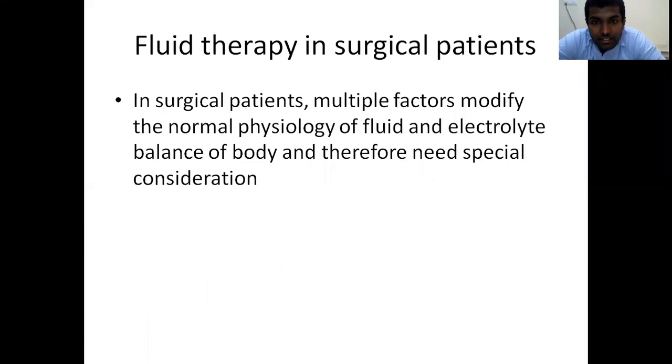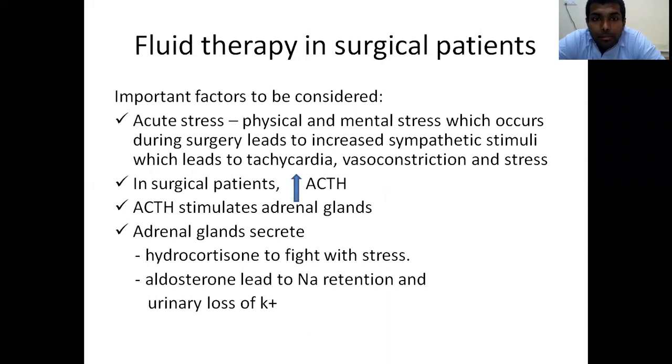In surgical patients, multiple factors modify the normal physiology of fluid and electrolyte balance. Therefore, there is a special consideration. What are the important factors to be considered? Any surgical case is an acute stress.